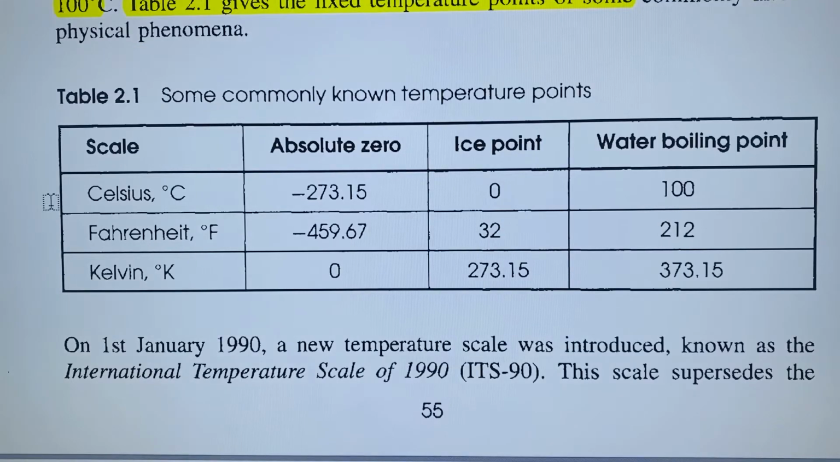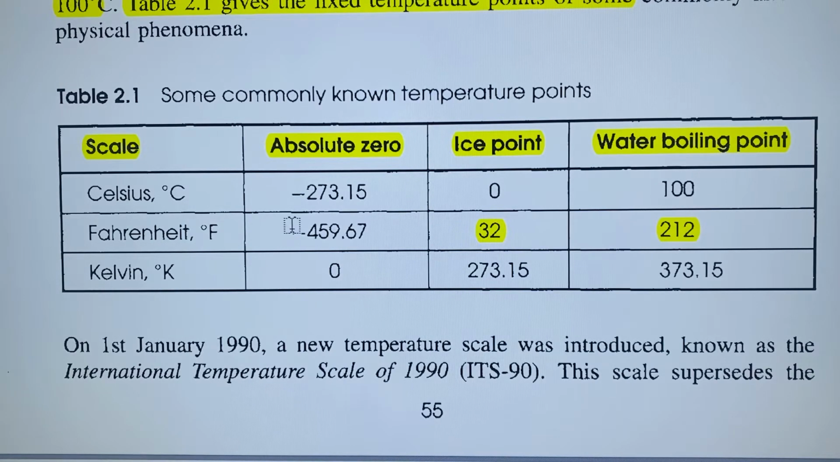So some commonly known temperature points are these. So look at here we have the scale. So we have the absolute zero, the ice point, and the water boiling point. Okay. So the ice point is 0, and the water boiling point is 100 Celsius. And the absolute zero in Celsius will be minus 273.15. Now, the ice point in Fahrenheit is 32. And the water boiling point in Fahrenheit is 212.